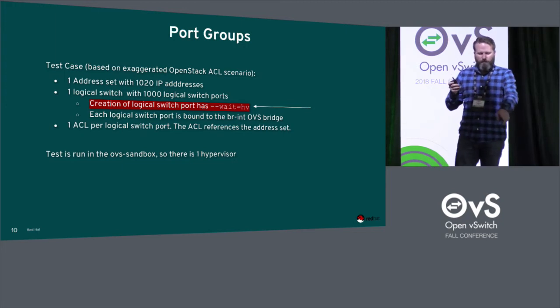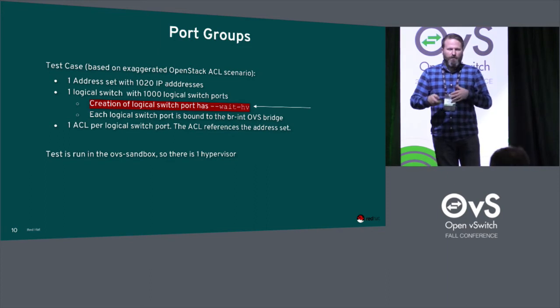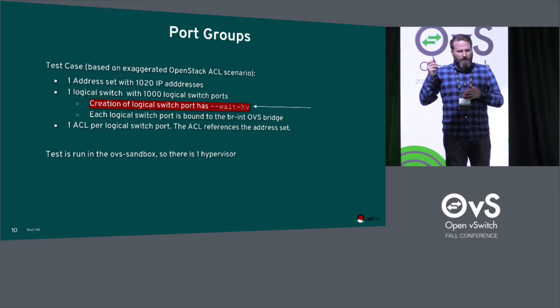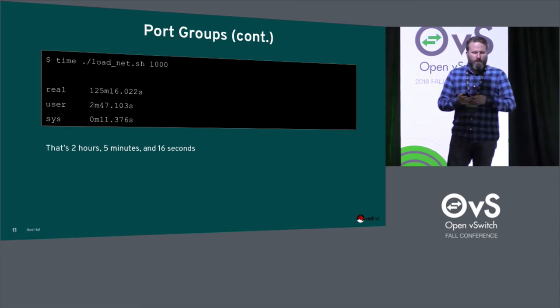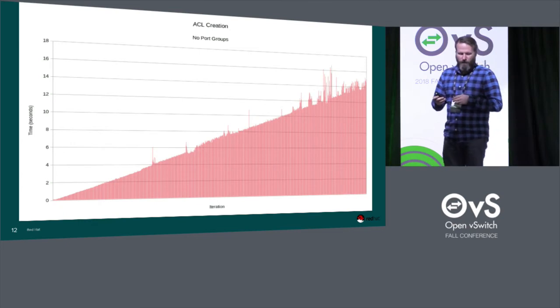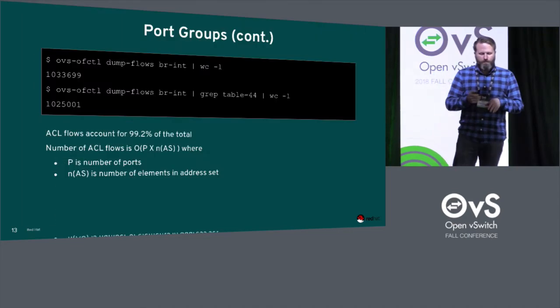We run this test with wait=hv, so we're having to wait for the hypervisor every time that we add a new logical switch port. When we run this with 1,000 logical switch ports, we can see it takes over 2 hours to run. And again, we have this awful up-and-to-the-right trend, and you can see it sometimes takes over 16 seconds for a new logical switch port to get added.